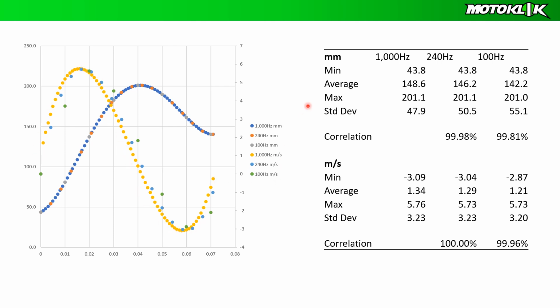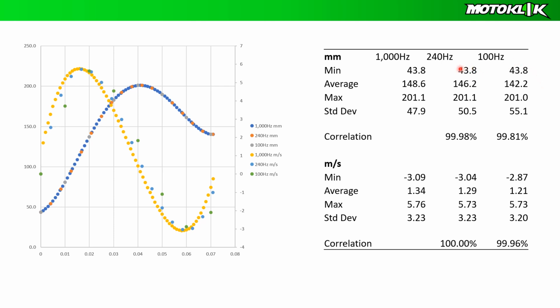And what I've done then is I've calculated the average, min, max, and standard deviation for both the position and speed at the different sample rates. So this top table here shows the position data in millimeters. So we can see at 1000 hertz, we have a minimum of 43.8, an average of 148.6 millimeters, a max of 201.1, and a standard deviation of 47.9 millimeters. And then we perform the same calculation at 240 hertz and the same calculation at 100 hertz.